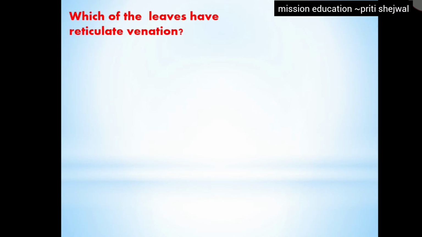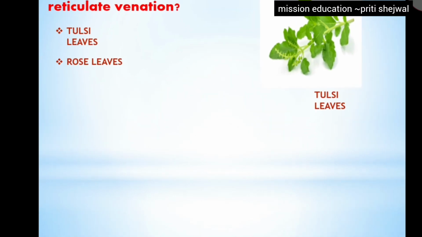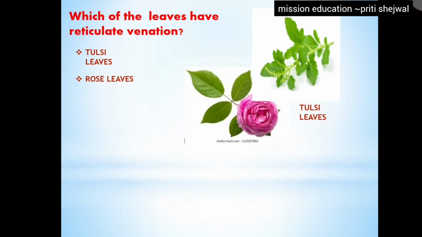Now let us find out which of the leaves have a reticulate venation. First one is tulsi leaves. You can see the image of tulsi leaf. The second one is rose leaf. This is the image of rose leaves. You can see the veins are irregularly distributed, and it forms a network in a leaf. So it is called as reticulate venation.